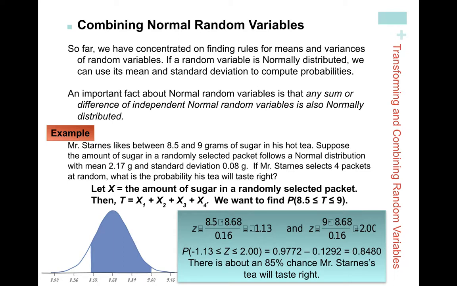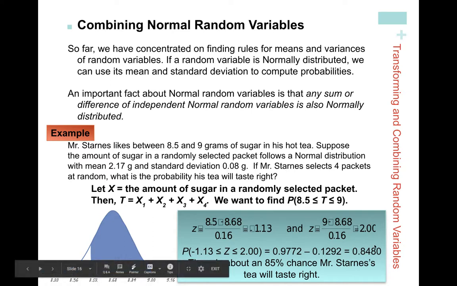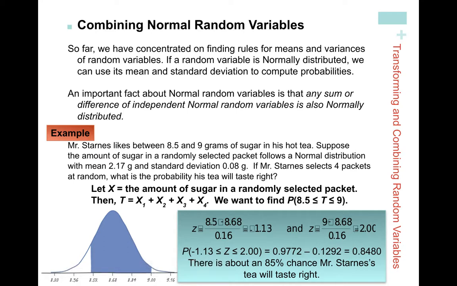And then this is very important. If Mr. Starnes selects 4 packets at random, what is the probability his tea will taste right? You need to go back and answer the question. Don't just calculate this probability and leave it at that. You need to go back and answer the question. There is about an 85% chance Mr. Starnes' tea will taste right.